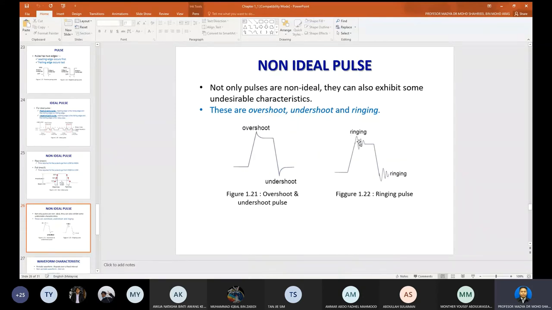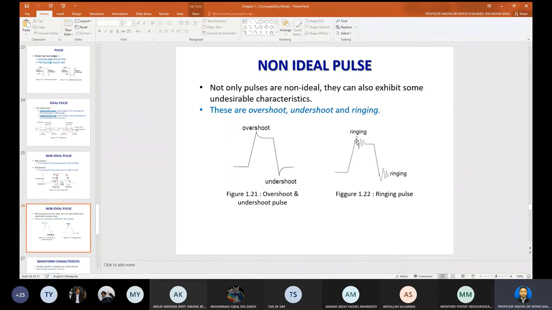Sometimes we call it the ripple. We have the ripple here, very small ripple here, and also we have the ripple or ringing here. So that's why this one is the non-ideal pulse. It's not smooth like the ideal pulse. In reality, this is the non-ideal pulse. We have the overshoot, we have the undershoot, we have the ripples, we have the ringing here.